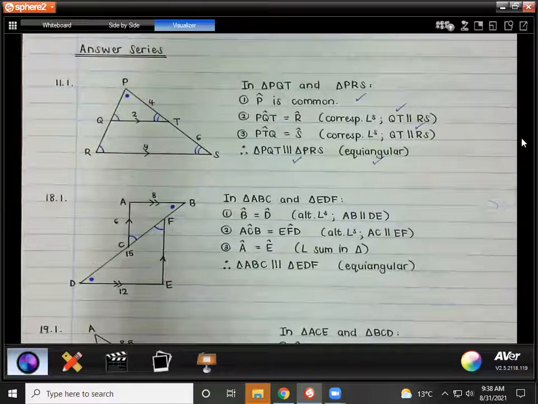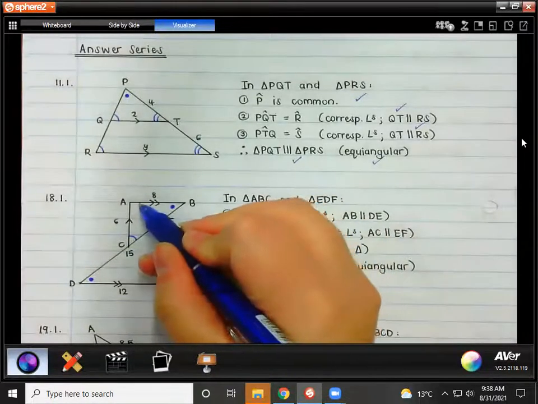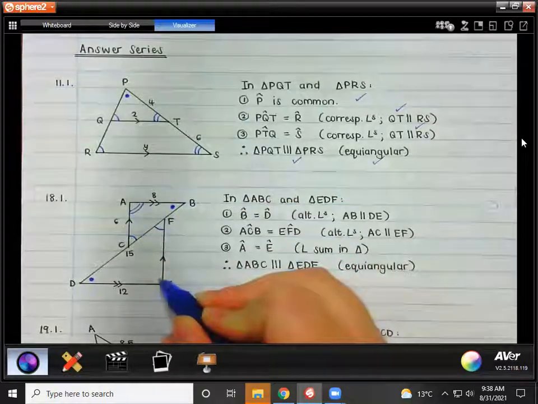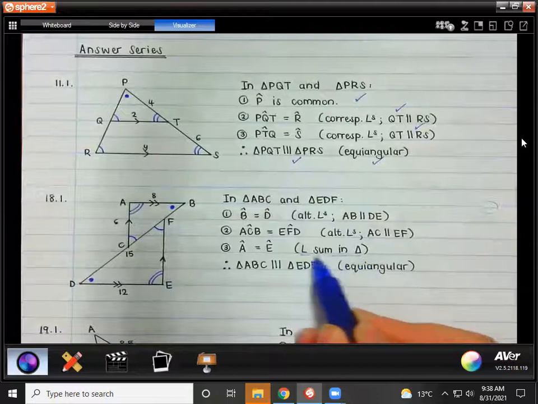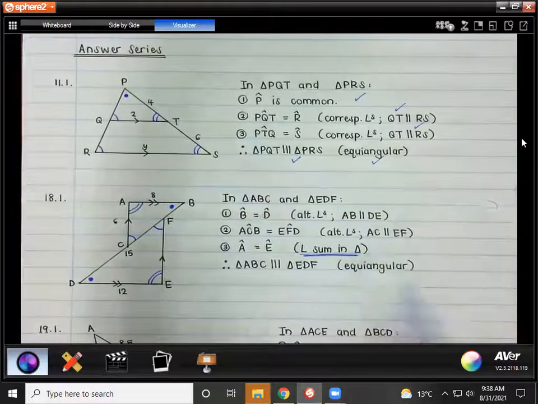Now guys, in this case, we couldn't actually prove that the third pair of angles are equal, all right? But do we have to? If we know that 2 angles are equal to 2 angles, then the third angles will automatically be equal. Okay, and you actually have to use that in this case. So angle A will have to be equal to angle E. And the reason for that is then angle sum in triangle.